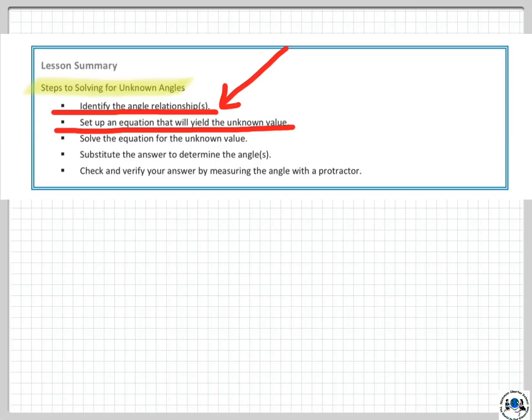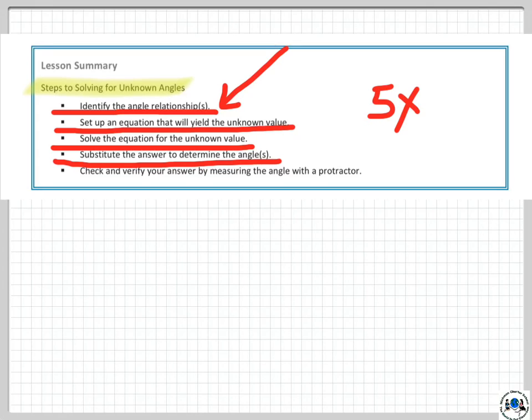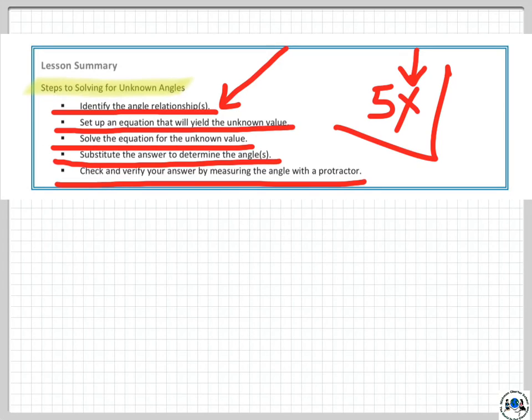Then you set up that equation, and you solve the equation for the unknown value, and that's usually x. Then you're going to substitute the answer, determine the angles, and that just means plugging in that value for x to determine the angles. When an angle is 5x, you're going to have to plug in x there, and then figure out what that angle measurement is. And then you can check or verify your answer by measuring the angle with a protractor. Now, if you don't have a protractor, you might want to go ahead and get one. Make life easier for you.